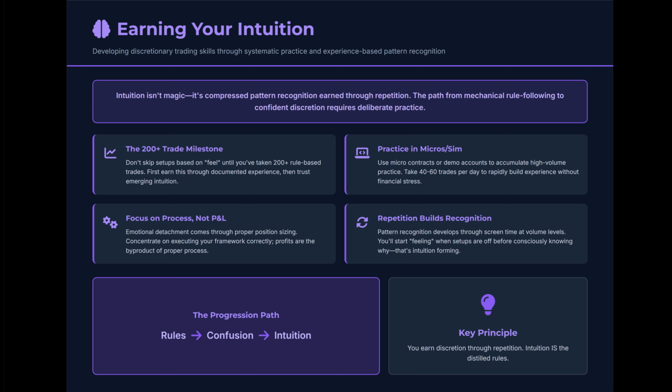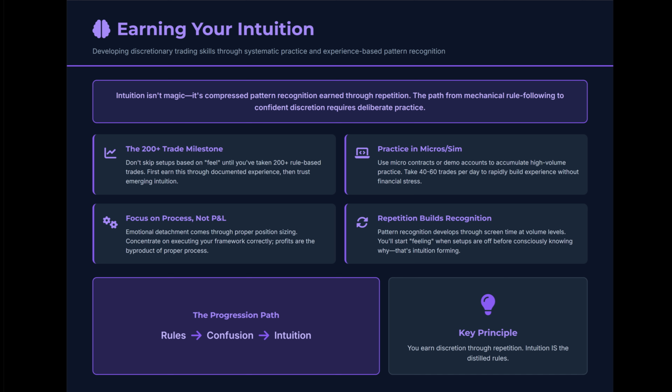Welcome to Part 3 of 4 in Earning Your Intuition. Principle 3 focuses on process, not P&L. Emotional detachment comes through proper position sizing, allowing you to concentrate on executing your framework correctly. Profits are simply the byproduct of a proper process.